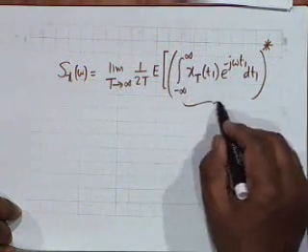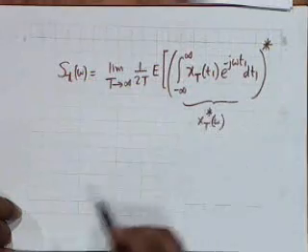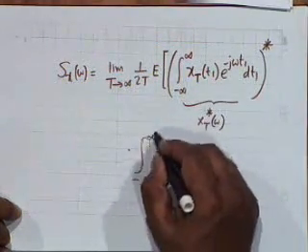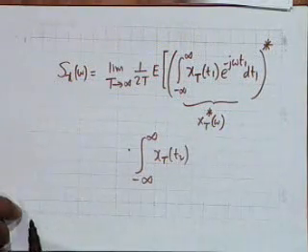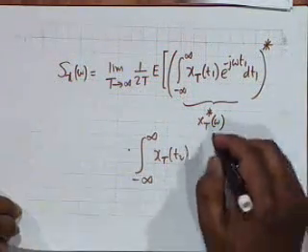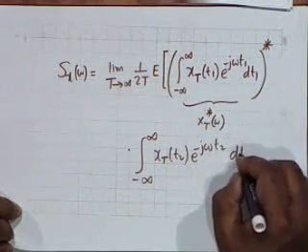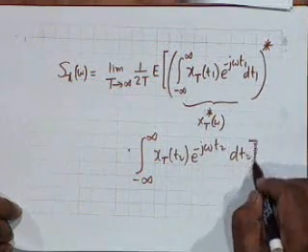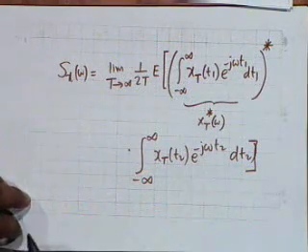What does it stand for? Capital X t of omega star multiplied by integral minus infinity to infinity x t at some other instant t2. Alright, t2 is a dummy variable, e to the minus j omega t2 dt2, and then the square bracket. Alright.